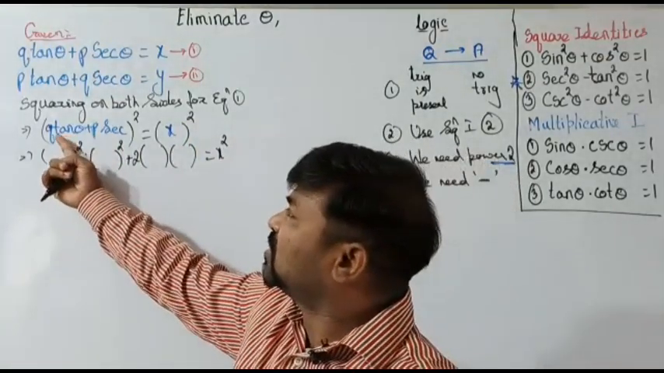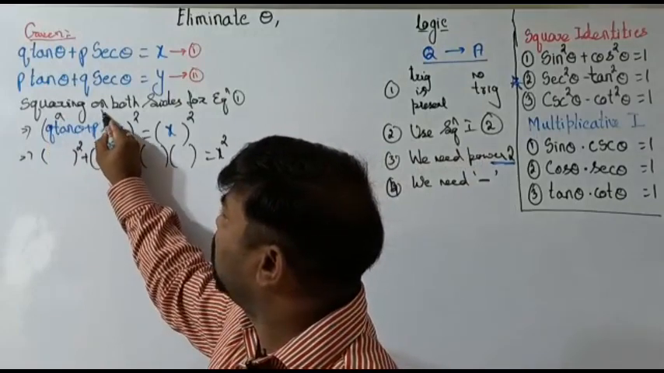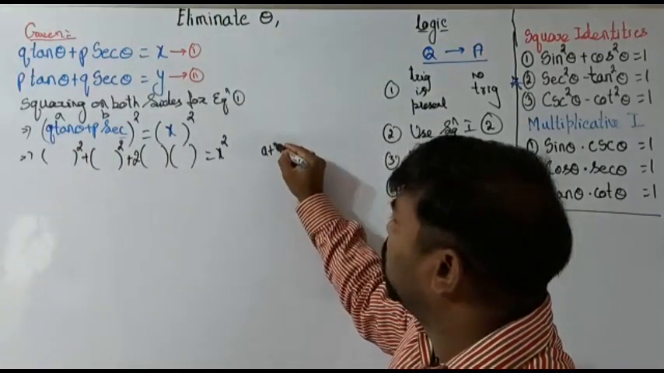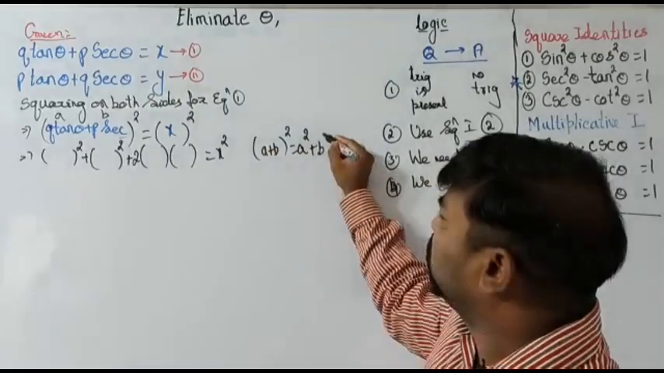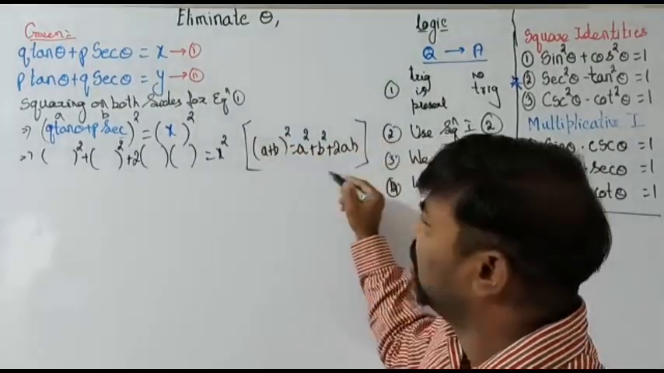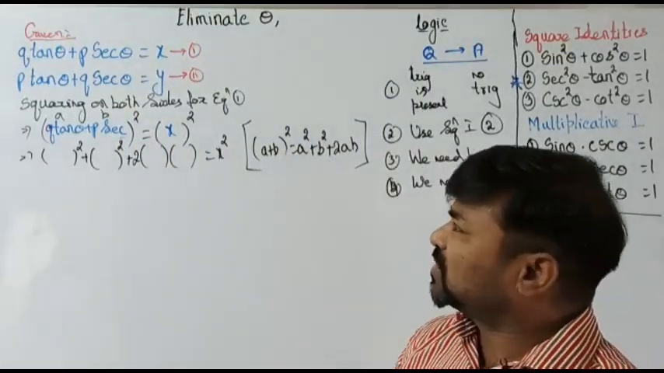What I am doing is I am considering this total part as A, I am considering this total part as B. So I am using the formula A plus B whole square. We know A plus B whole square is nothing but A square plus B square plus 2AB. I am using that formula here, and make it possible. So what comes under that?